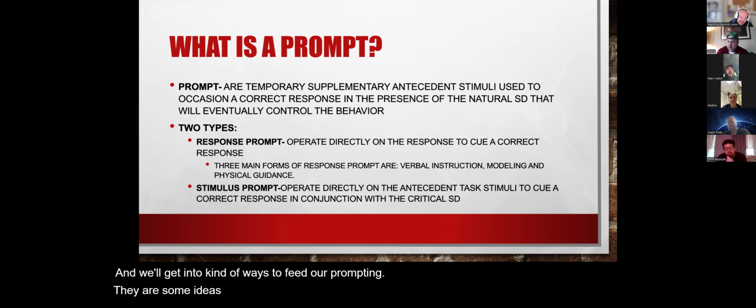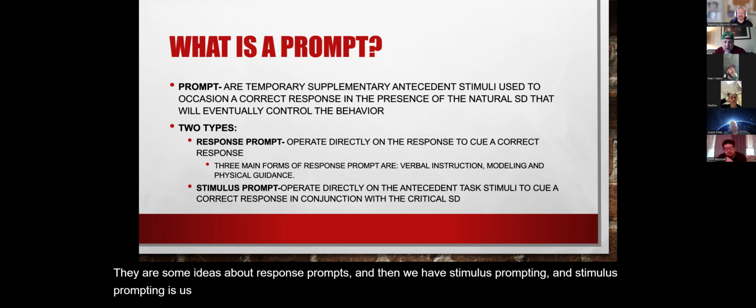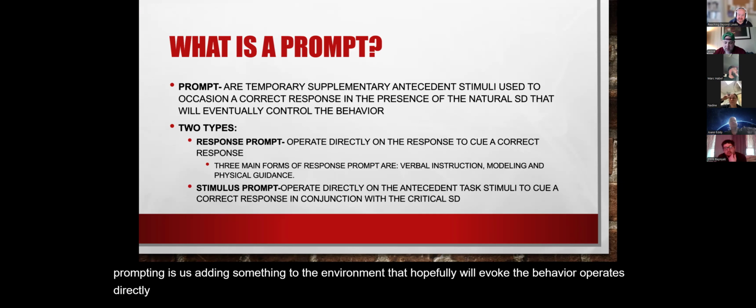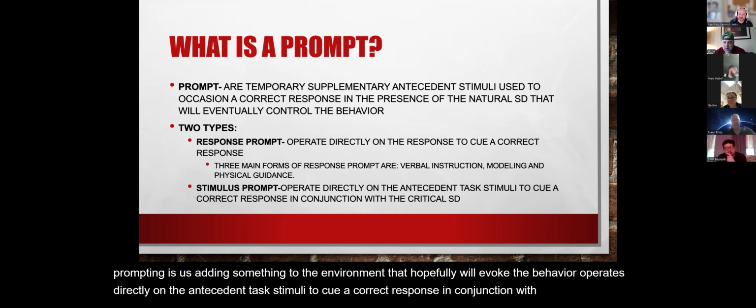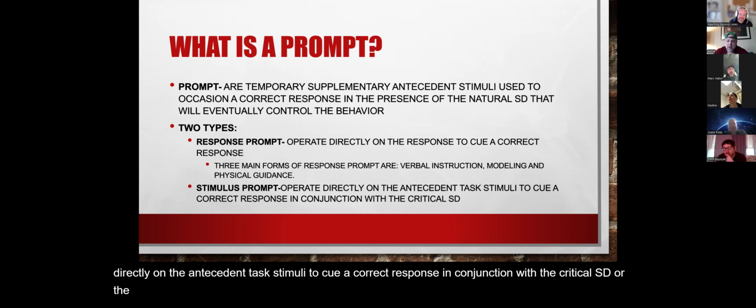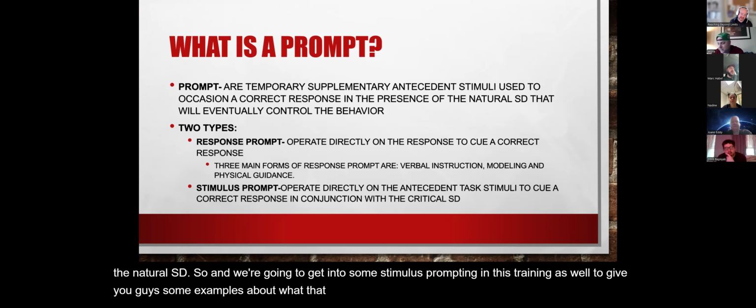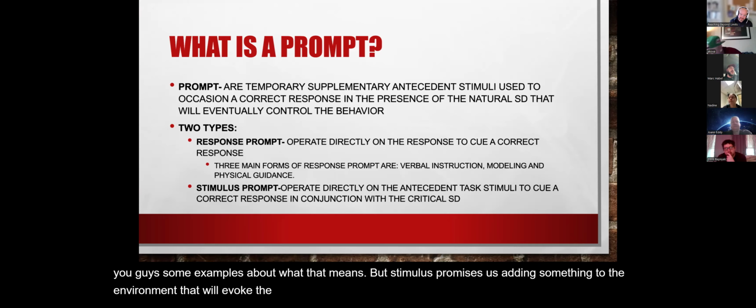And then we have stimulus prompting. Stimulus prompting is us adding something to the environment that hopefully will evoke the behavior, and it operates directly on the antecedent task stimuli to cue a correct response in conjunction with the critical SD or the natural SD. We're going to get into some stimulus prompting in this training as well to give you guys some examples about what that means. But stimulus prompting is us adding something to the environment that will evoke the behavior.